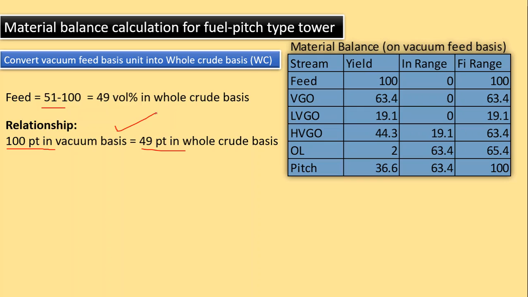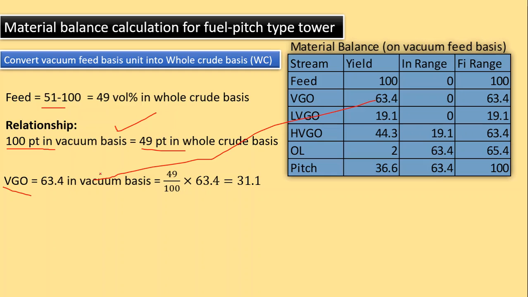Let us see one example. For example, this is VGO. VGO is about 63. So this 63 volume percent, that is the yield, or you can say the amount, can be converted into the whole crude basis by this formula: 49 upon 100 multiplied by 63.4, which gives 31.1. This is the value that is equivalent to 63.4 volume percent in the vacuum.